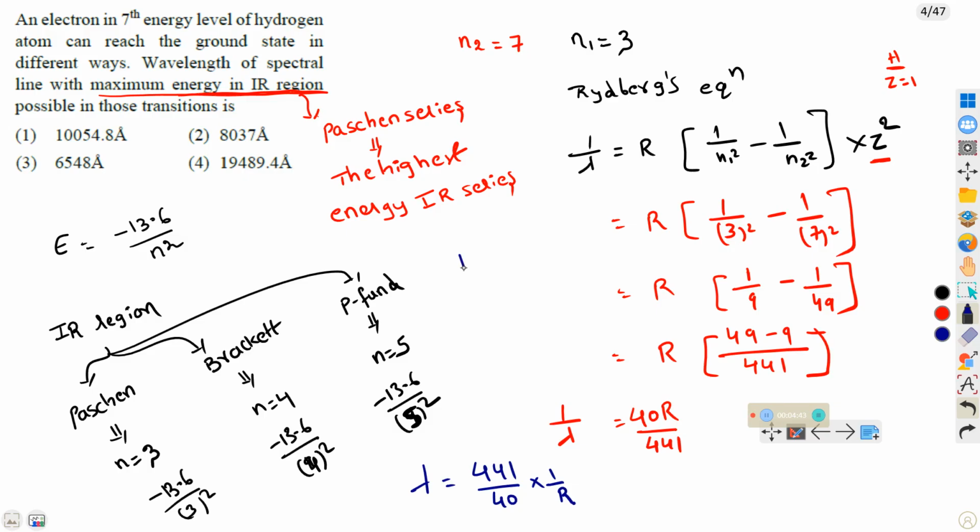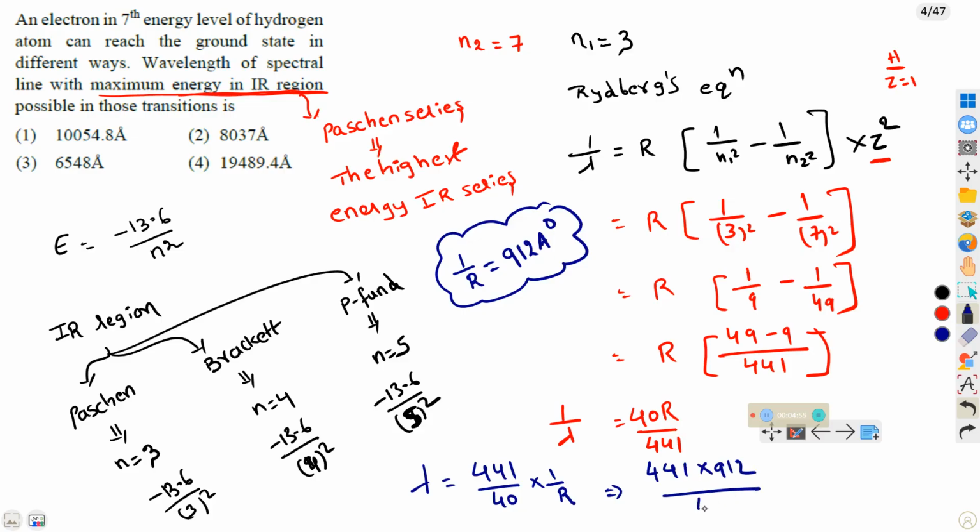We know that 1 by R is equal to 912 angstroms. Substitute this value: 441 into 912 by 40. Simplify, then you will get 10054.8 angstroms. So first option is the correct option.